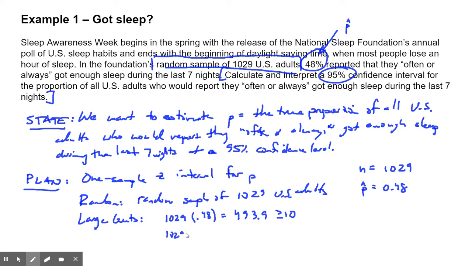And then we do 1,029 times 1 minus p hat, or 0.48. And when you do that, you get 535.08. So I'd say 535.1. You could also just say 535 if you wanted to. Doesn't matter. But that's at least 10. So good, our conditions are met. So we are good to go and do the calculations. So I'm going to erase this and we'll do the calculations next.